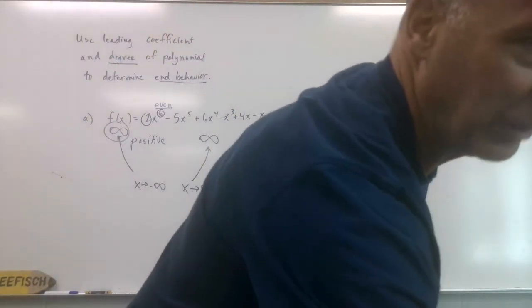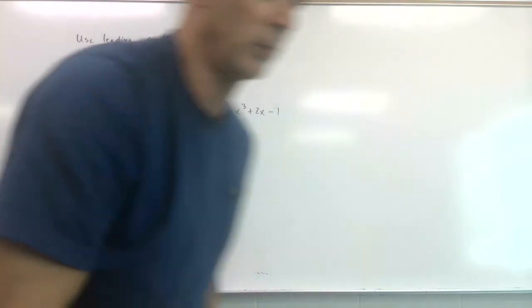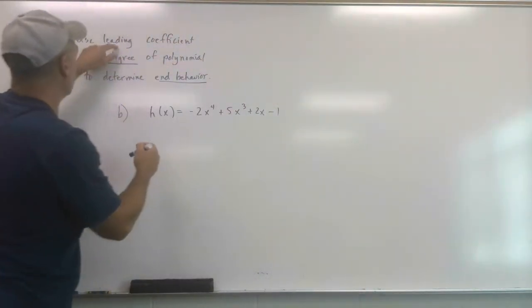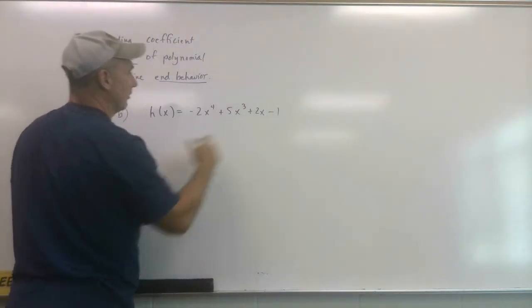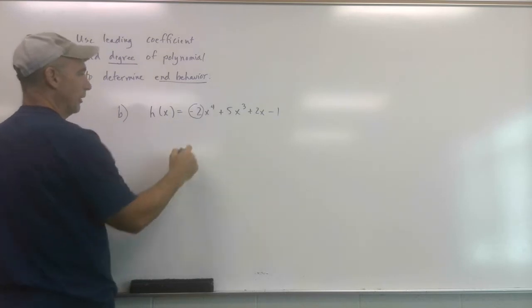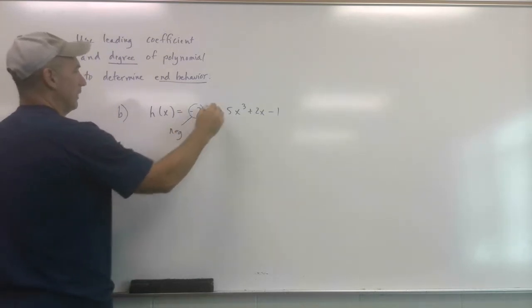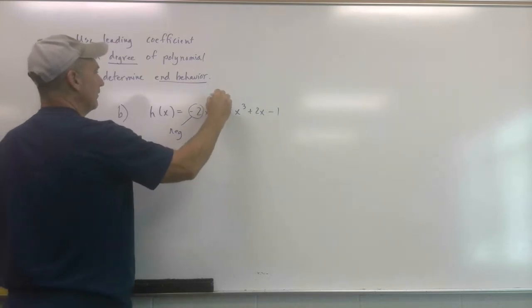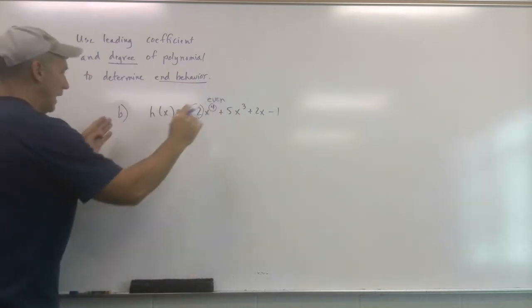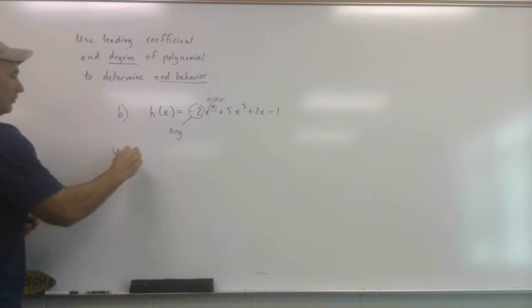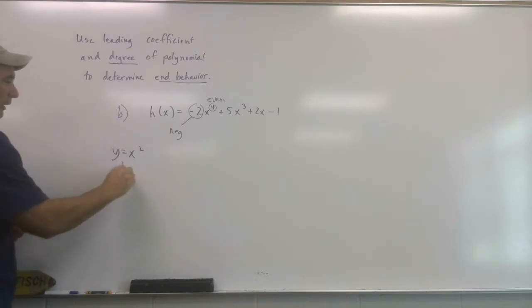Let's move on to one more example. All right, let's try this one. Leading coefficient. Again, it's already in descending order, so it's a negative. I don't really care about the 2. I just need to know it's a negative. And this power is an even number. So I go, aha, y equals x squared. I know it looks like this if I was to graph it.